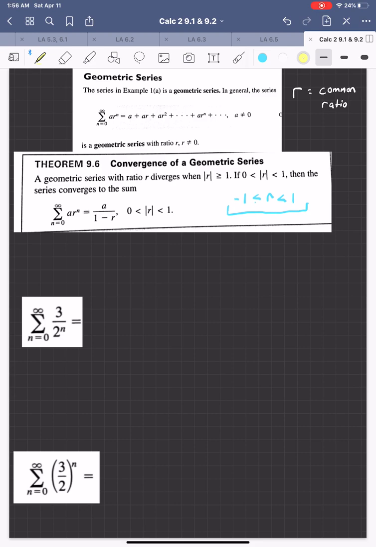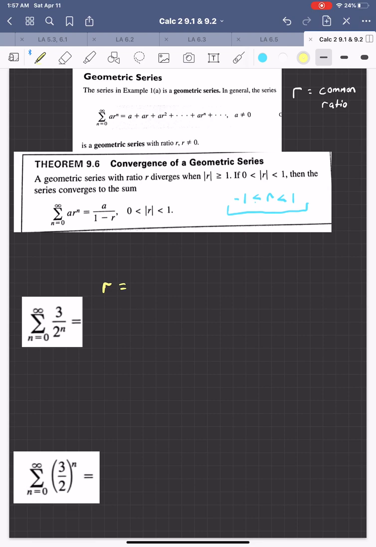All right, so in this case, let's look at our first example. So 3/2 to the n. This is something you want to write down. So you can think about that, right? Because our question right now is, is this a geometric series? If it is, what is R? That's our real question.